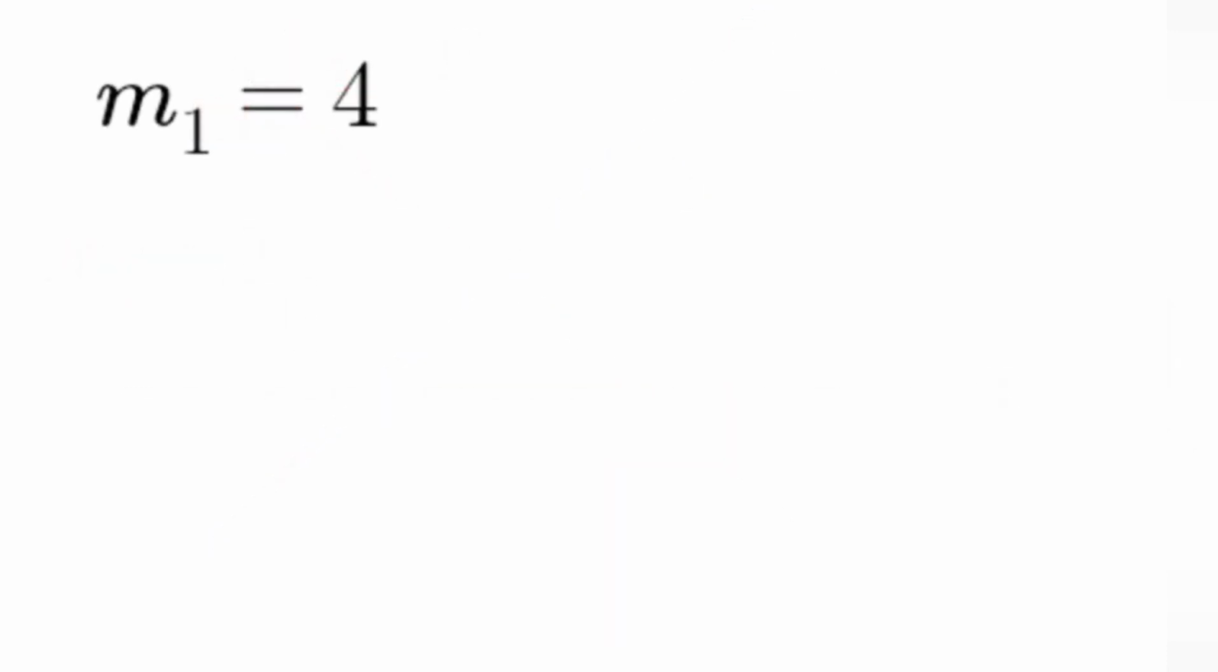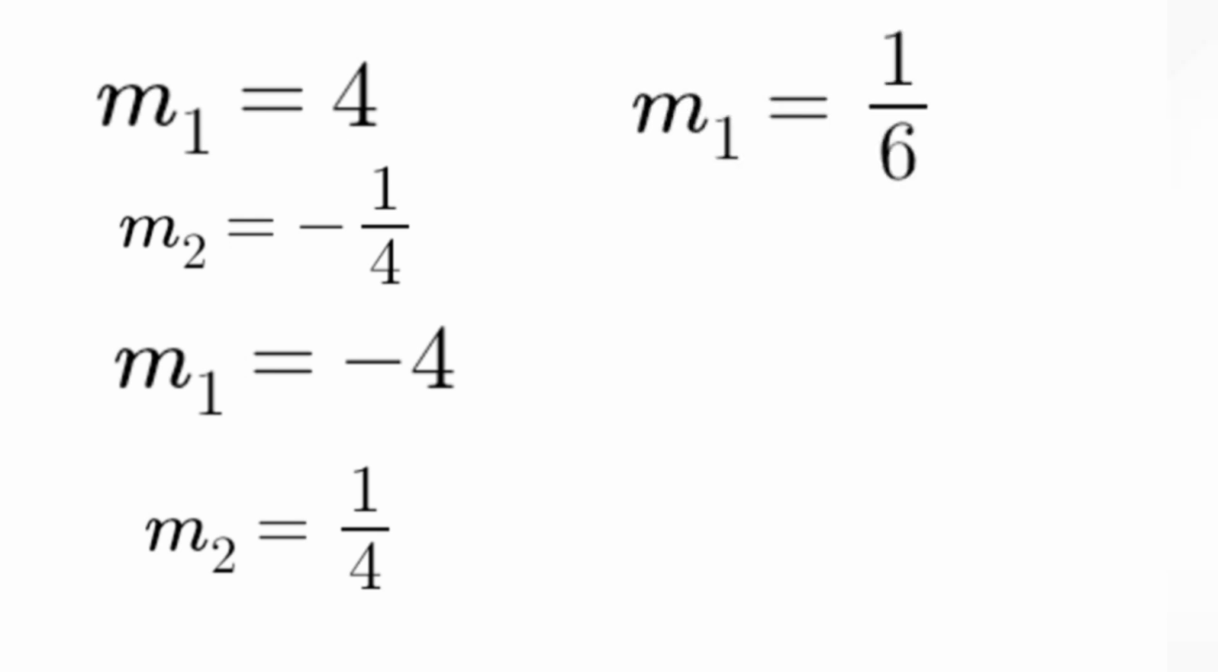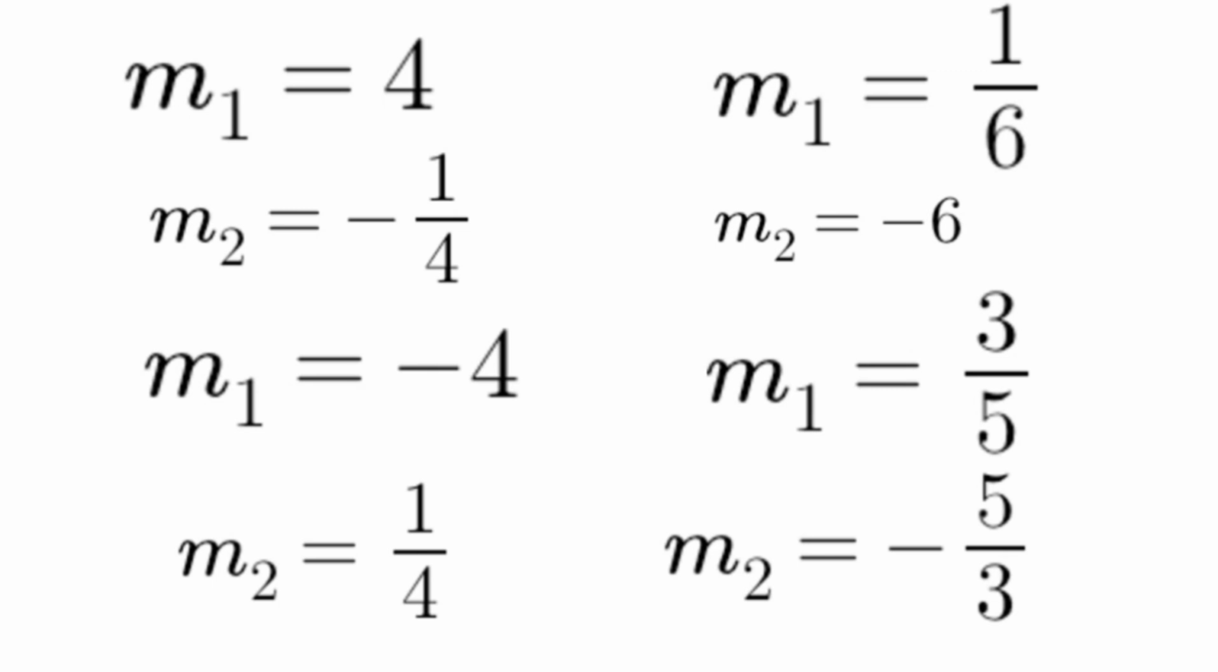So if we have our first slope, M1, as 4, our M2 is equal to negative 1/4. And if our M1 is negative 4, our slope is positive 1/4 for M2. And if our M1 is 1 over 6, our M2 is negative 6. If our M1 is 3 over 5, 3/5, our M2 is negative 5 over 3. These are just examples of slopes of perpendicular lines.